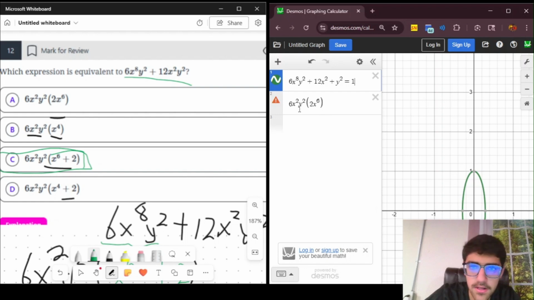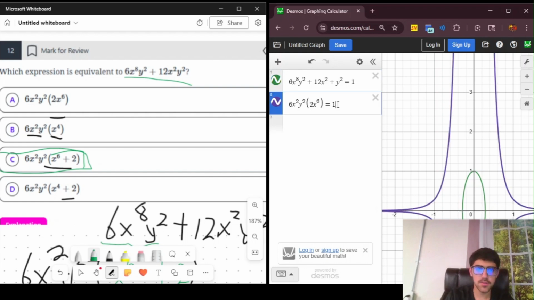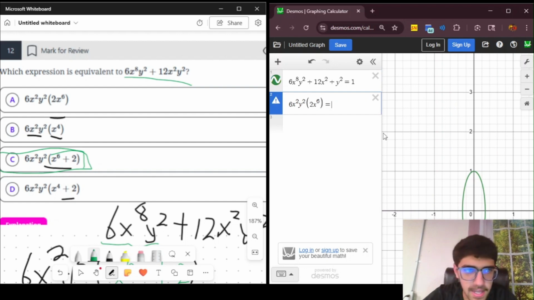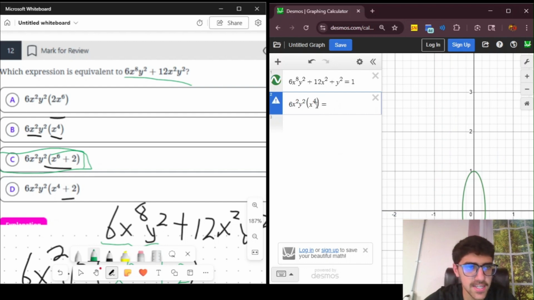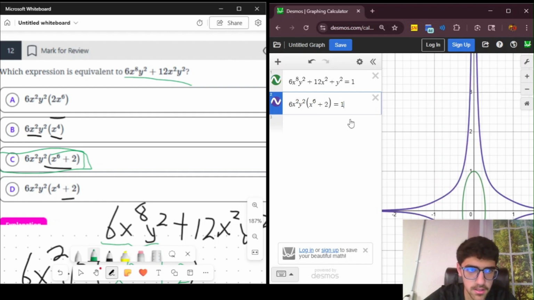So 6x squared y squared times 2x to the 6 is the first option, equals 1. That is different. So let's try 6x squared y squared. This one says x to the power 4, and let's also put equals 1. Same thing, it looks very weird. This one says x to the 6 plus 2 equals 1.